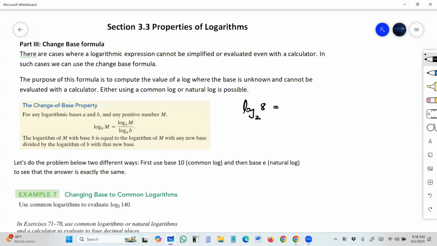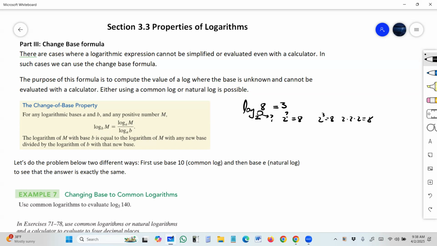I know that the answer to this, according to the definition of logs, is an exponent that will go here such that 2 raised to that exponent would be equal to 8. So obviously the answer is 3 because 2 to the third power is 8, right? 2 times 2 times 2 is 8.